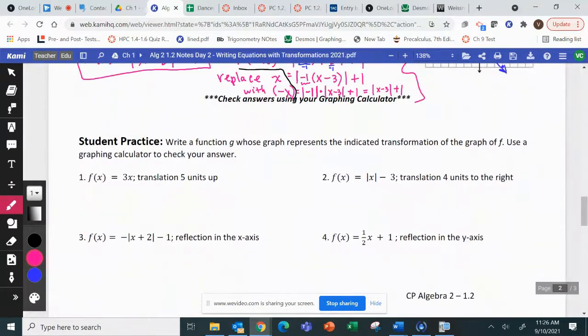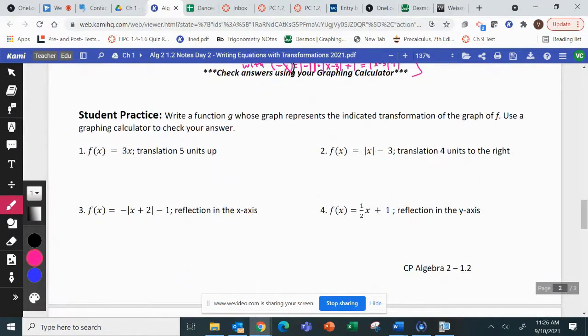So there is student practice. There are 4 questions. And you know what? No, we're just going to do them together because we only have like 4 minutes. So we're going to do 1 minute per question. Ready? Okay.